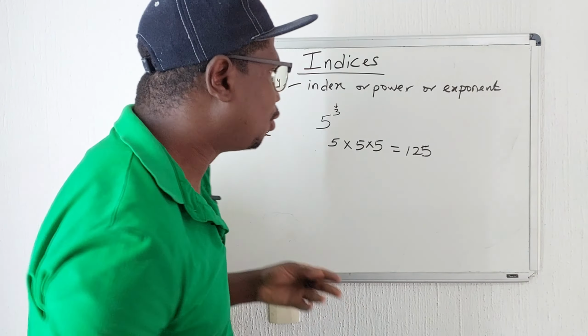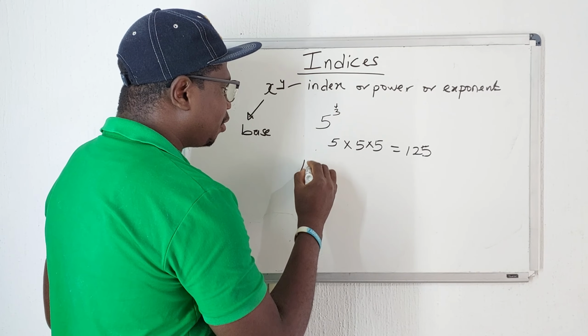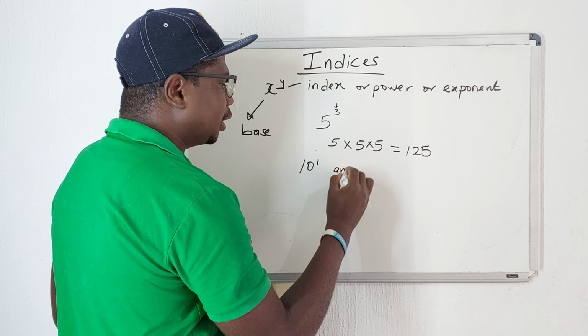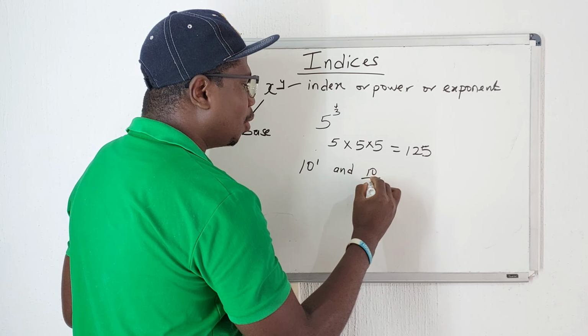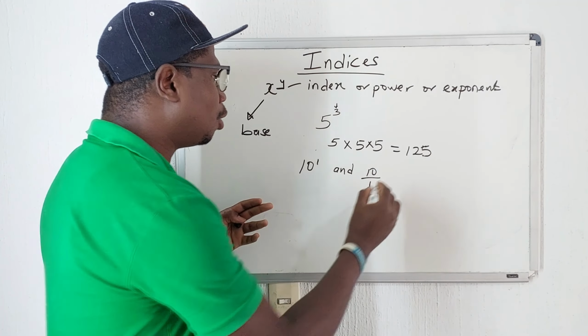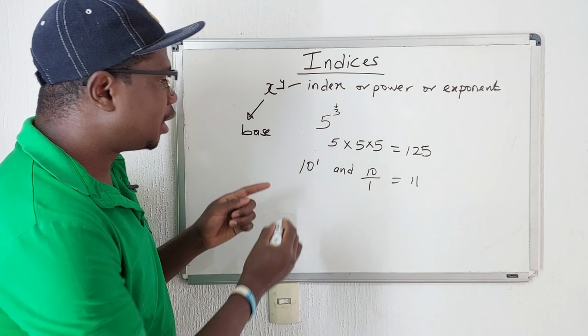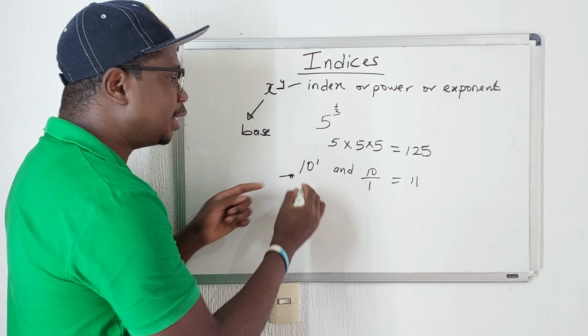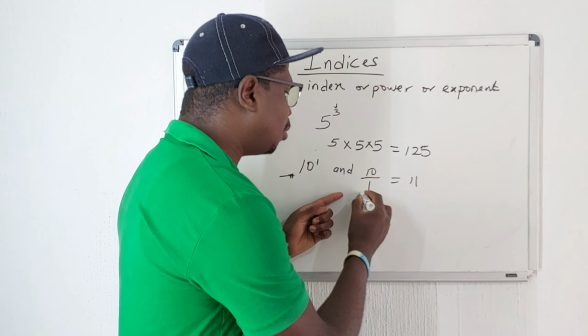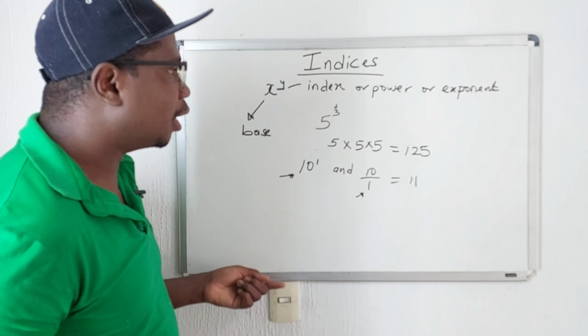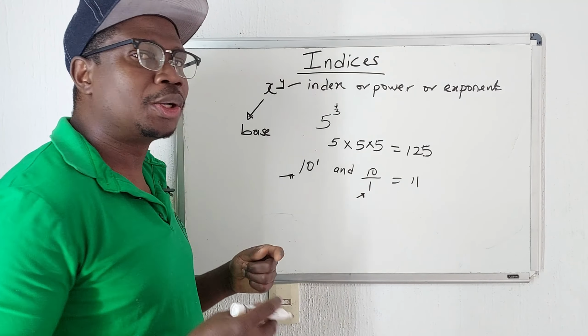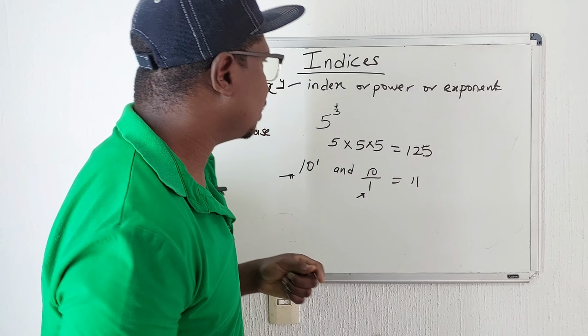Another property of numbers is that they can be written in indices form, and they can also be written in fractional form. For example, we have 10 raised to the power 1 and 10 over 1. They all equal 10. This is the indices form of writing this integer, and this is the fractional form of writing this integer. Then we now talk about the laws of indices.